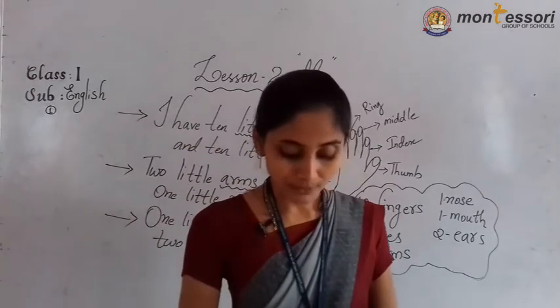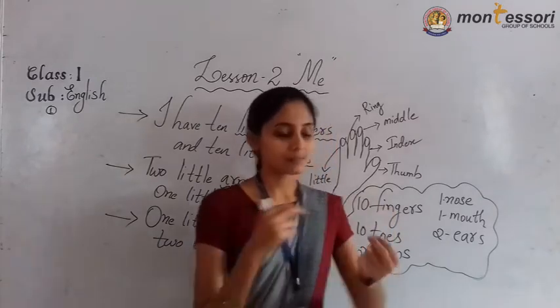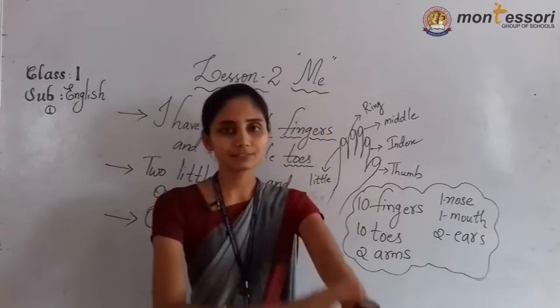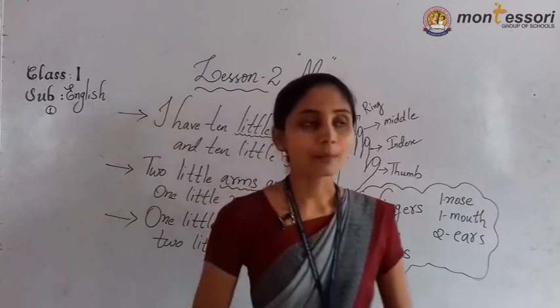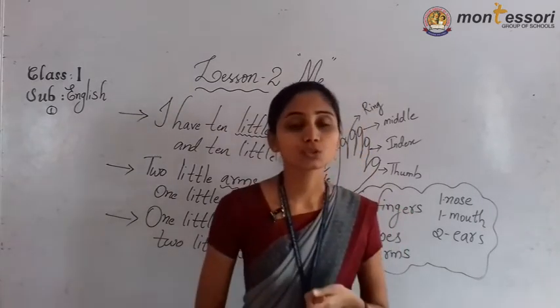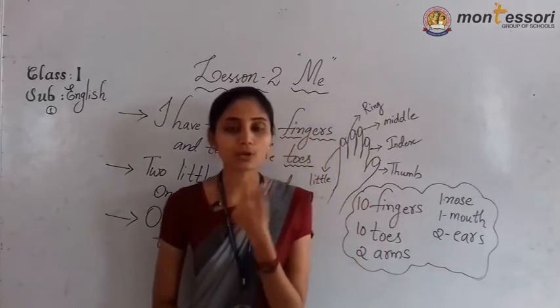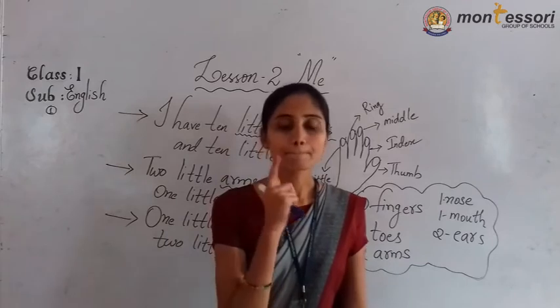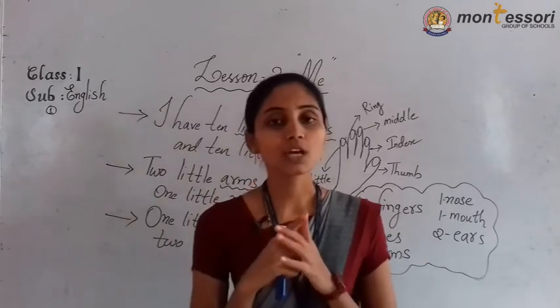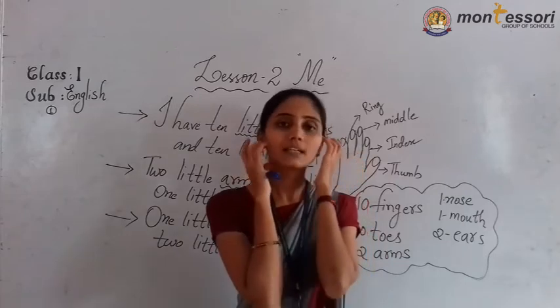Next, how many arms do you have? You have only 2 arms. Right arm, left arm. Next, how many noses do you have? You have only one nose. Next, how many mouths do you have? You have only one mouth. How many ears do you have? You have 2 little ears.